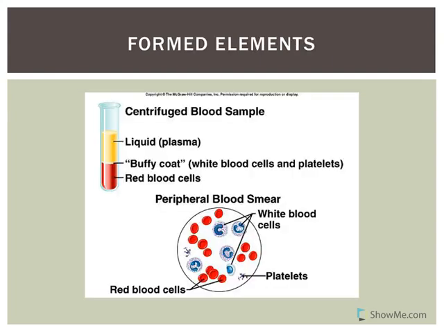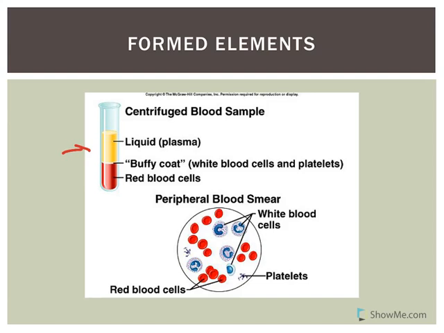But what I want to do first is, here they're doing a sample. They centrifuge it so you can see how it separates out. You've got the liquid at the top here. The buffy coat is the white blood cells and the platelets, and the bottom is red blood cells. So you'll notice that the majority of the cells in blood are red blood cells.